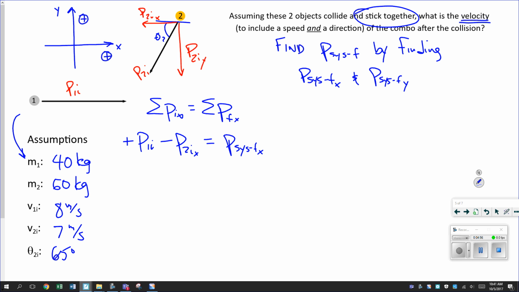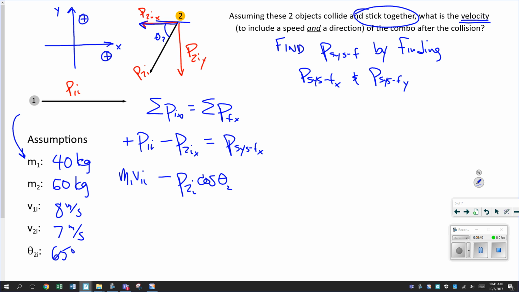Now, how do we find these components? Well, P1 initial is M1 V1 initial. Now, P2 initial x, I'm going to do a couple of steps here. This x component of P2 initial is adjacent to that theta 2, right? So I can write it like this: P2 initial cosine of 65. How about theta 2?